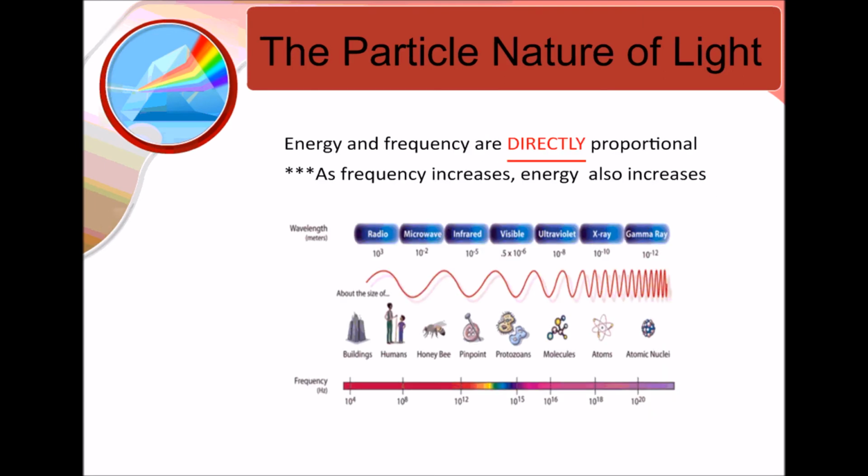Light also has energy. When light acts as a particle, it can transfer all of its energy to another particle, such as an electron. Energy and frequency are directly proportional. This means as frequency increases, energy also increases. Therefore, long wavelengths, which have a low frequency, also have a low amount of energy. The low energy end of the spectrum includes radio waves, microwaves, and infrared radiation.